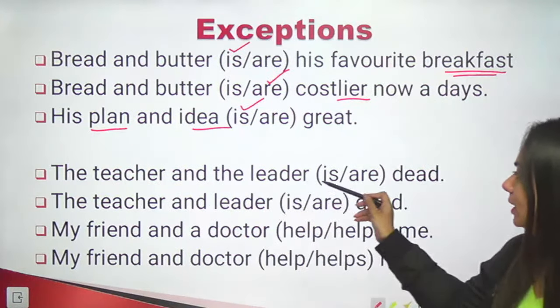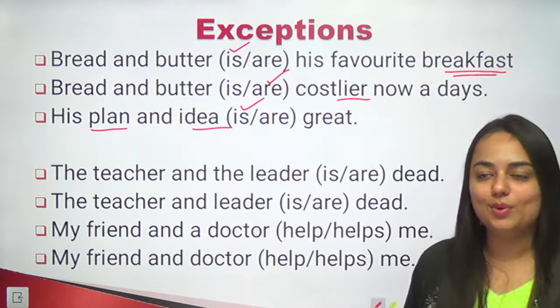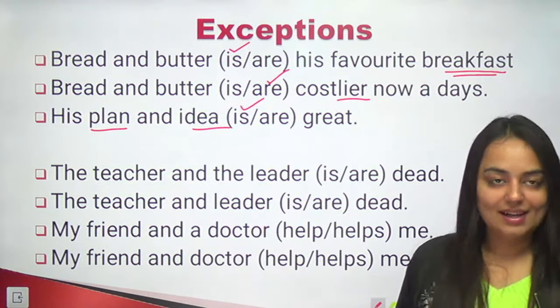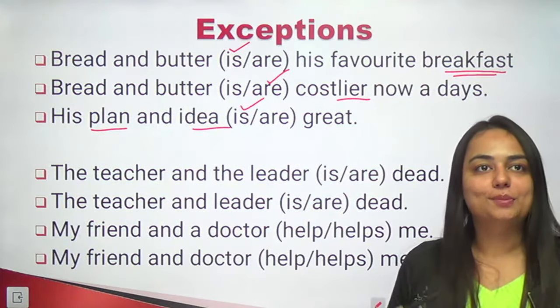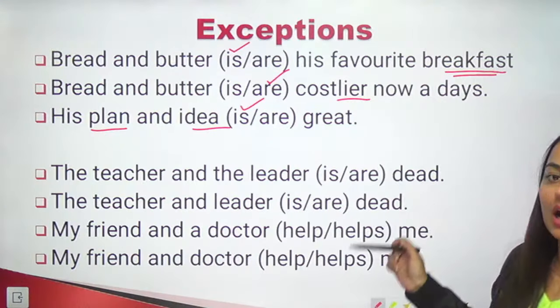The teacher and the leader is or are dead. What should be the right answer to this one? Let's see. Come on. Let's check your knowledge of subject-verb agreement. The teacher and the leader is or are dead.